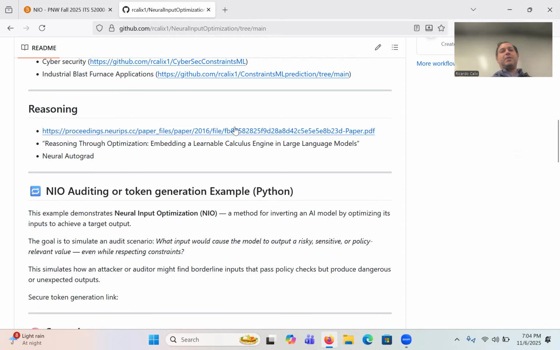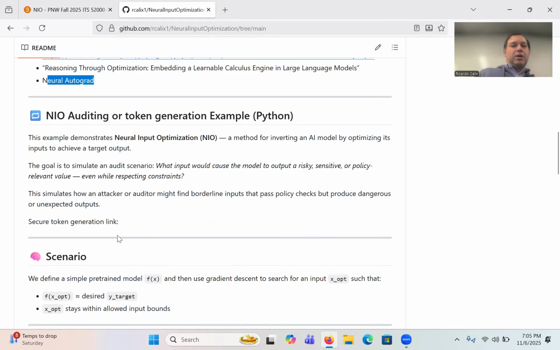Here's a nice paper. This paper is just talking about how to train neural networks that can do calculus. Essentially make a neural autograd. You can see it's even written here, a neural autograd. But so far, this does not exist.